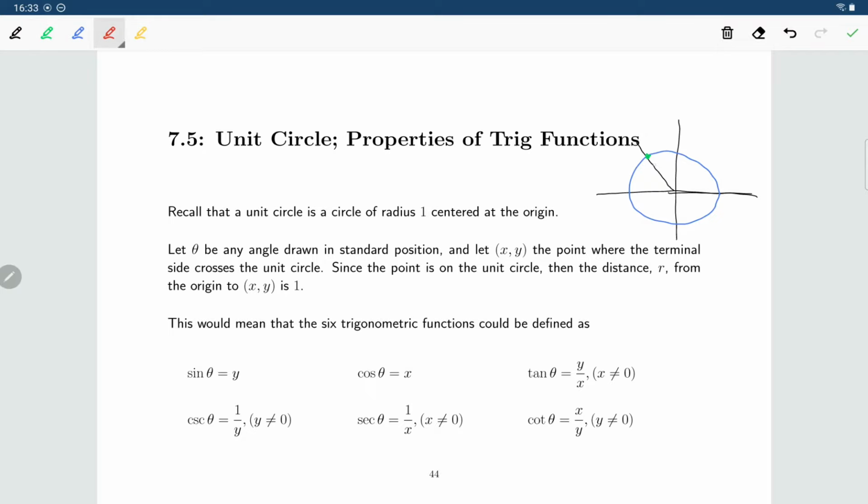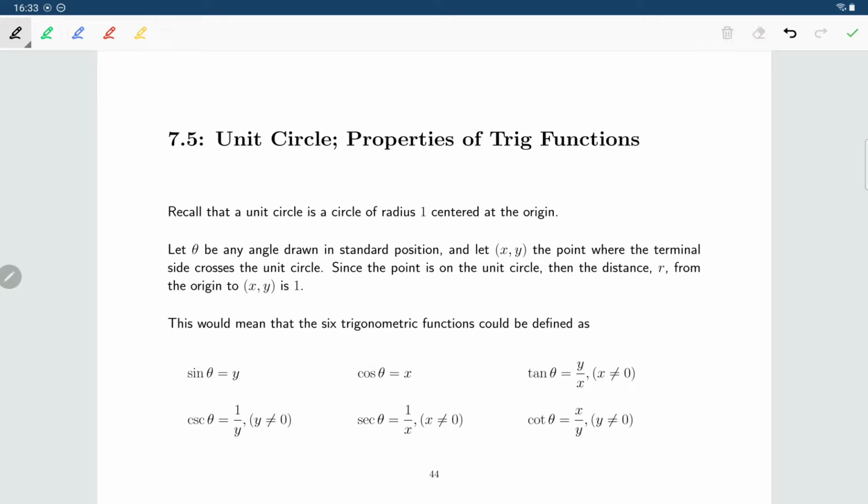And the reason why this is a nice idea for us is that a unit circle, a circle with radius 1, means that whatever the point is, it's a point that is 1 unit away from the origin. Or in other words, if we're thinking about things within the unit circle, r will always be 1, which means our 6 trig functions are a little bit easier to define. Instead of sine being y over r, since r is 1, then sine of theta is just y. And same thing for cos of theta. Instead of x over r, it's x over 1, which is just x.